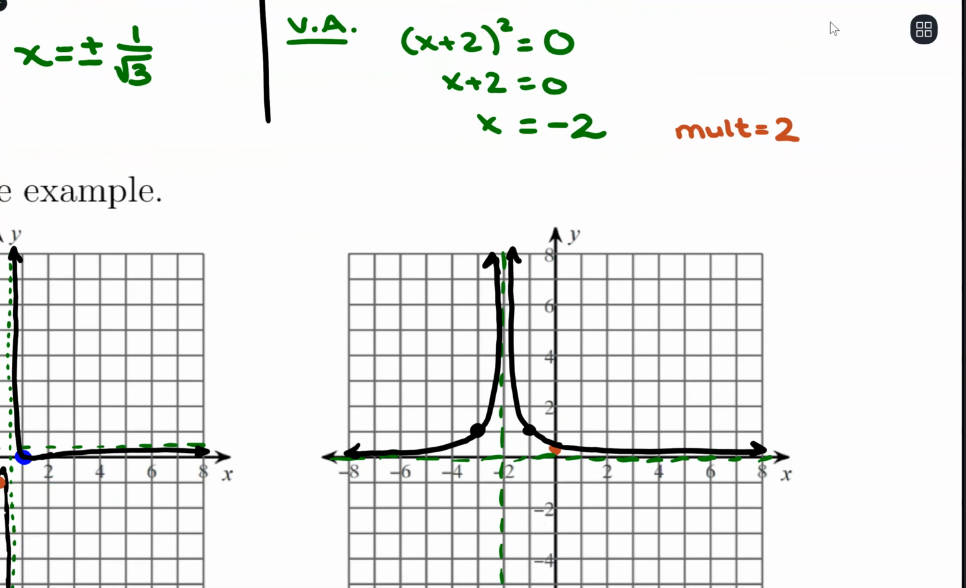How that shows up in the behavior of this graph is that when we're looking at the vertical asymptote, we're going in the same direction on either side of that asymptote. The fact that we're going off to positive infinity just to the left and just to the right is coming from that multiplicity of 2.